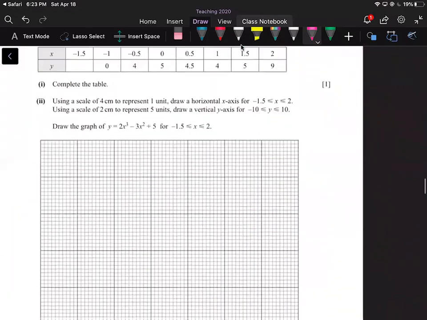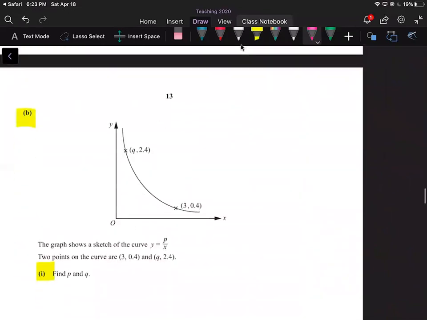Okay, that's that. Now, next one is this one, 6-part B, part 1. The graph given to us is a curve. This is actually called exponential. If you remember chapter 4 of year 9, graph of function. Exponential is its name. The graph shows a sketch of the curve y equal to p over x. Okay, p over x. Now, 2 points on the curve, 3, 0.4 and q, 2.4. So find p and q.